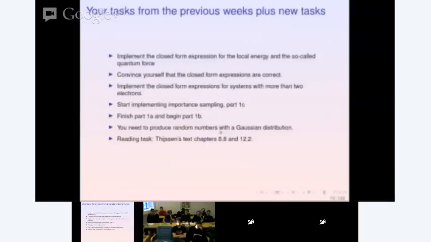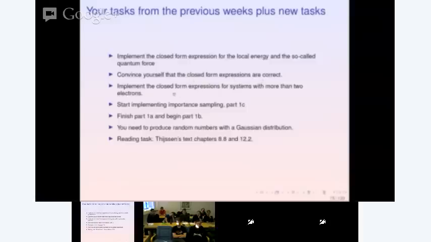So the thing I would like you to do, in this week and the next week, is to try to implement the closed form expression for the local energy and this quantum force. And then compare these closed form expressions to those which you obtain when you do the numerical derivatives. The nice thing is actually to look at the time expenditure. And obviously you have to convince yourself, so you have to do the derivatives here.